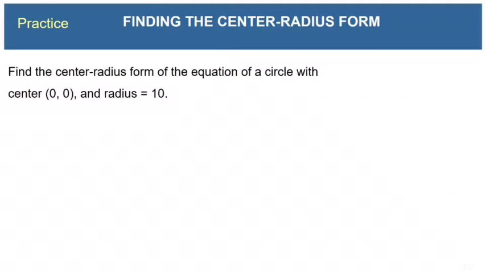Here we go. This one says find the center radius form of the equation of a circle with center at 0, 0 and radius 10. Well, it really couldn't be easier if you know the center radius form. You know that x minus h squared is going to end up just being x squared, and y minus k squared is going to end up just being y squared. And then the right side needs to be r squared, so 10 squared is 100. And we'll have x squared plus y squared equals 100.